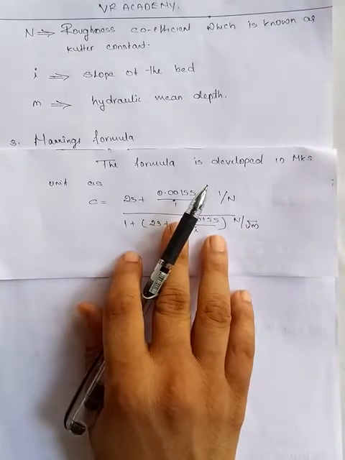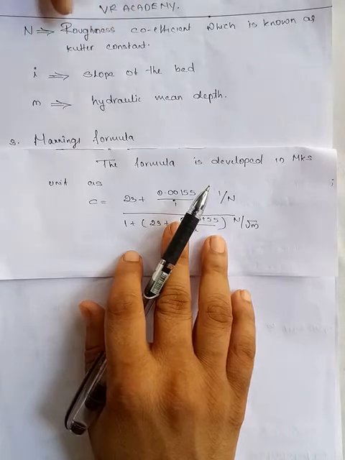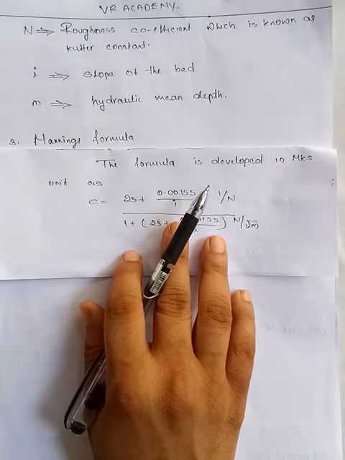In some numericals, they will give the roughness coefficient, which is the Kutter constant N. By using this N, you can find the value of the Chezy's constant.